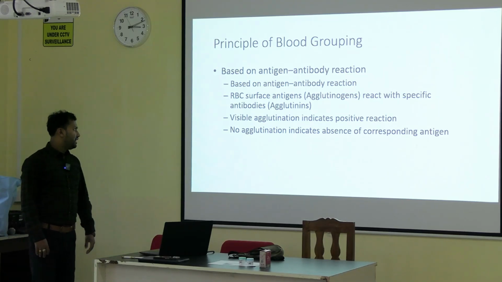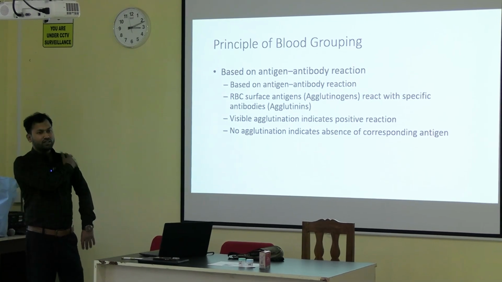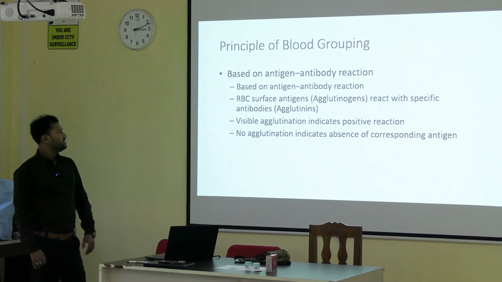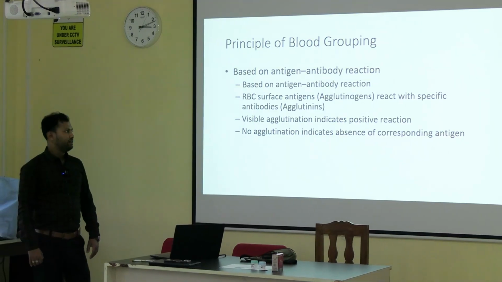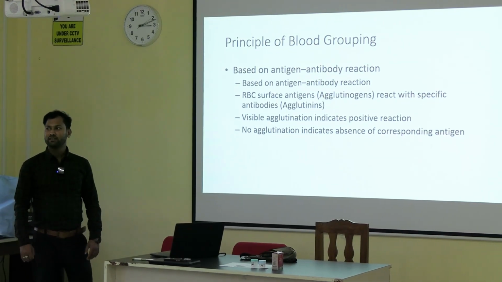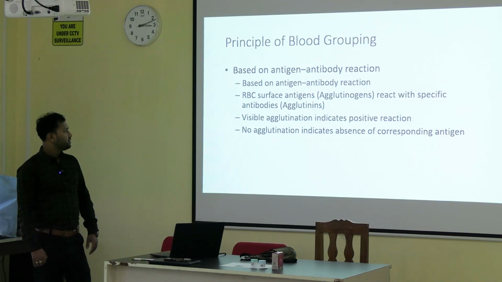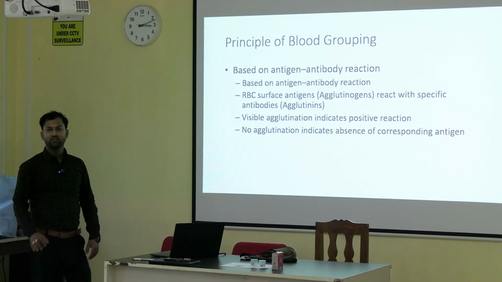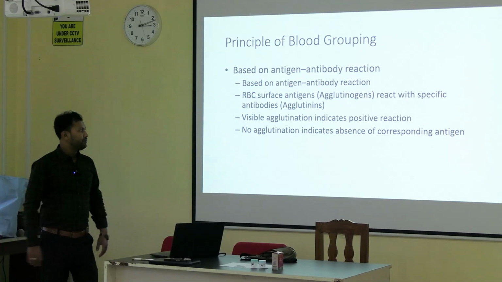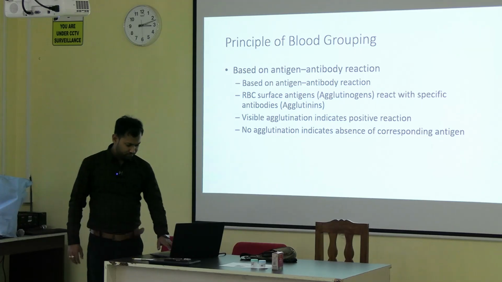Again, the RBC surface will contain antigens, which are also called agglutinogens, which react with specific agglutinins. That means every antigen will not react with every antibody. There has to be a specific antibody for every specific antigen. There will be visible agglutination, which indicates a positive reaction. If there is agglutination on mixing of the two, that means the reaction is occurring, and the reaction is called agglutination reaction. No agglutination indicates absence of the corresponding antigen.